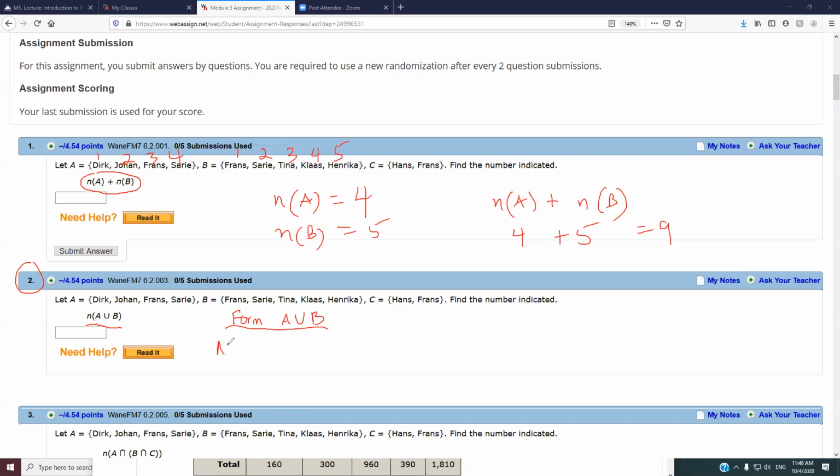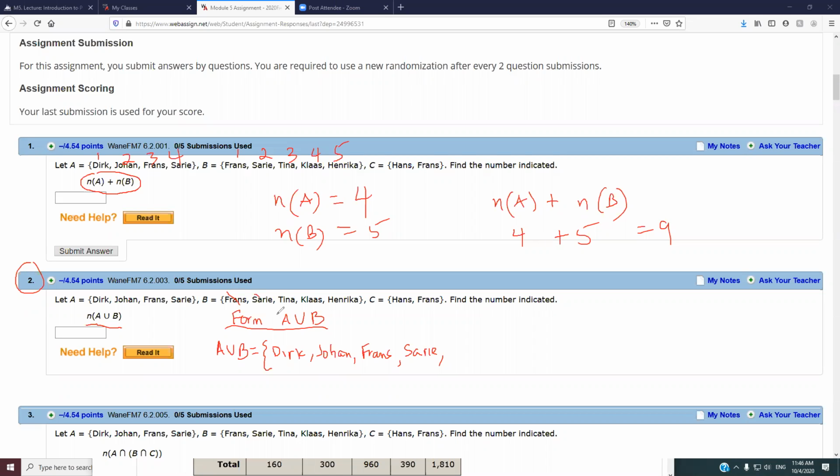Okay, so A union B. That means take all the elements in set A. That would be Dirk, Johann, Franz, and Sari. And now I'm going to also include all of the elements in set B, but remember, we don't repeat any. All right, well, I'm not going to repeat Franz because he's already in my union.